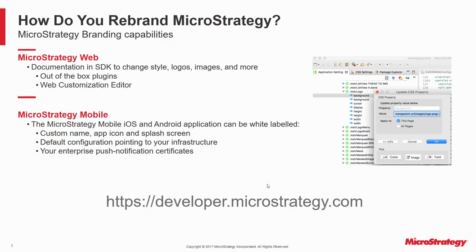You can make use of out-of-the-box plugin files that we've provided simply by copying them and modifying them for your use. You can also use the Web Customization Editor, which is a plugin to Eclipse, in order to create your own customizations. The MicroStrategy Mobile SDK contains the information you need to rebrand the iOS and Android apps.